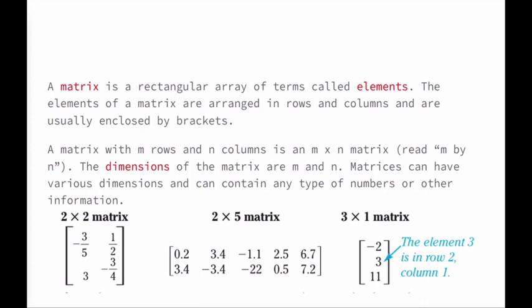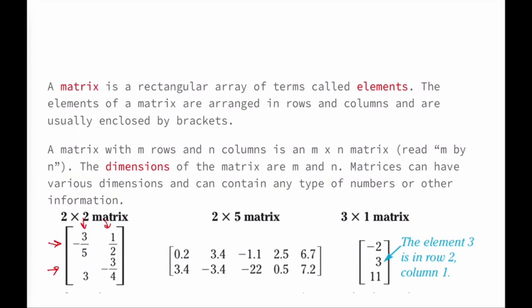A matrix with m rows and n columns is an m by n matrix. The dimensions of the matrix are m and n. Matrices can have various dimensions and can contain any type of numbers or other information. Here's a 2 by 2 matrix, right? So rows and columns. So 2 rows, these are the rows, and 2 columns.